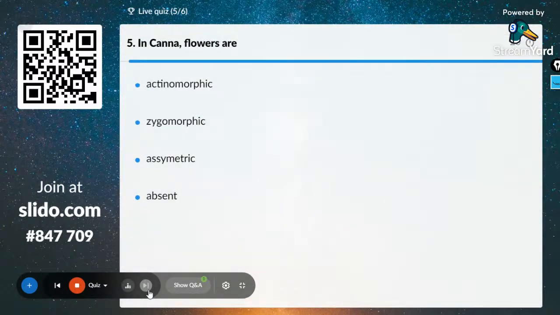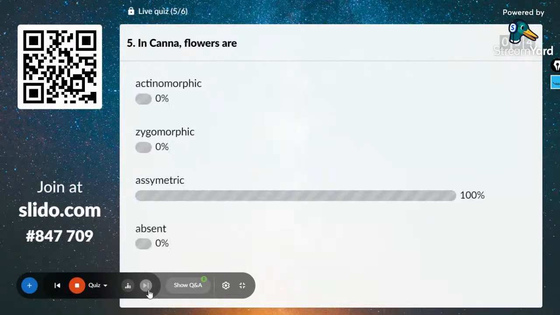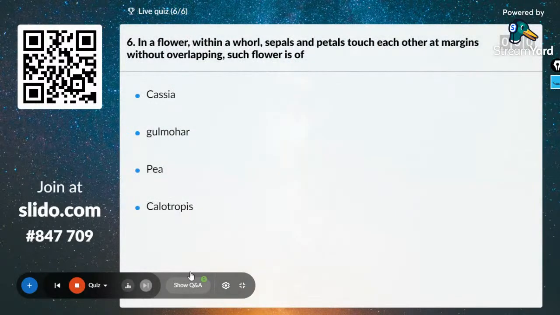Moving on to question number 5. In Canna, the flowers are actinomorphic, zygomorphic, asymmetric, or absent. Yes, absolutely. Very good. Asymmetric flowers. We have studied it.